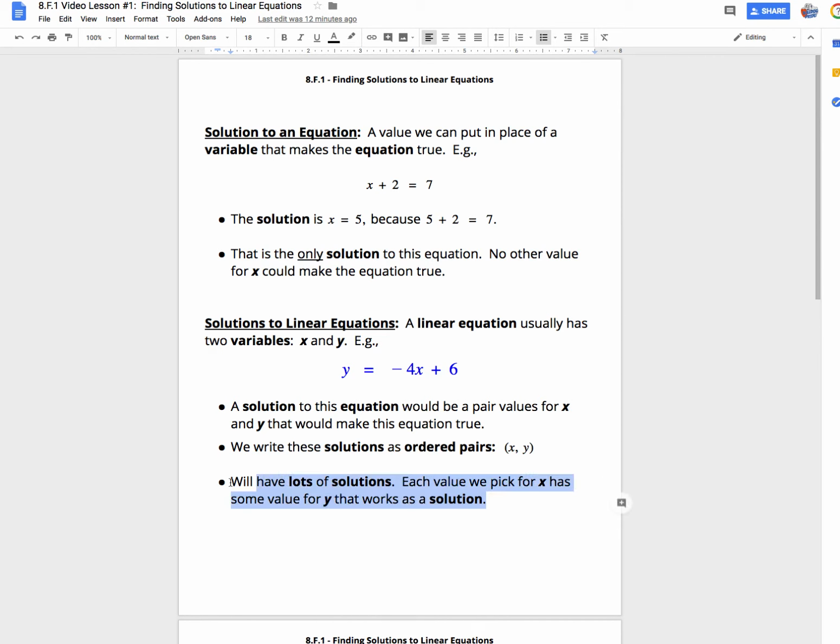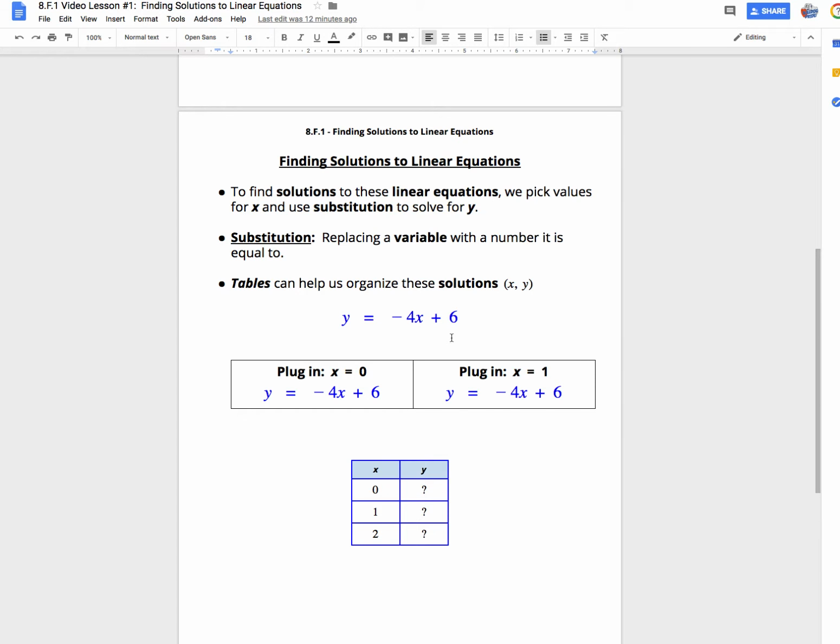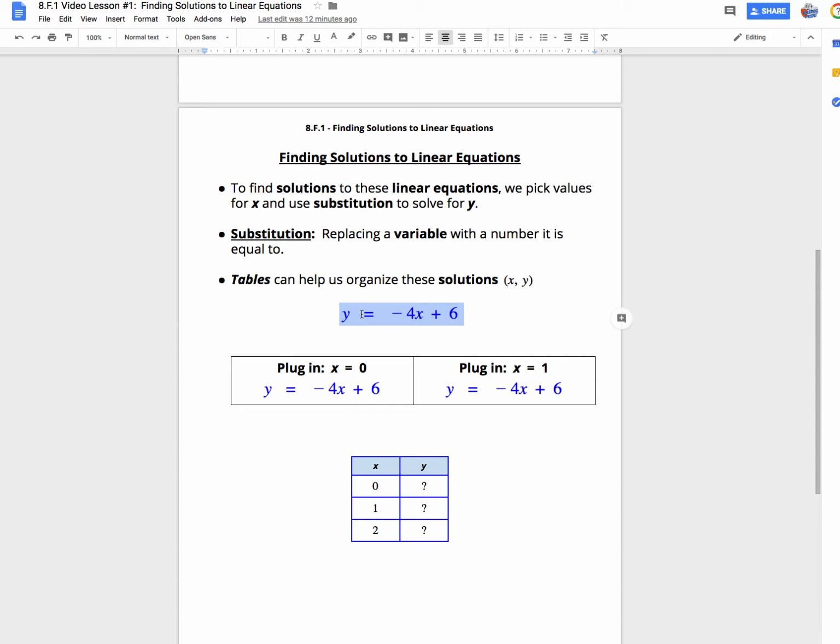These equations, as we're going to see, have lots of solutions because every value we pick for x will have some value for y that works as a solution pair. Let's look at how we could find solutions to this example, y equals negative 4x plus 6. To find solutions to these linear equations, we'll pick values for x and use substitution to solve for what the y needs to be. Substitution is a fancy word to say replace a variable with the number that we think it's equal to. Finally, we're going to use tables like the one you see below here to organize all of the solutions that we find.